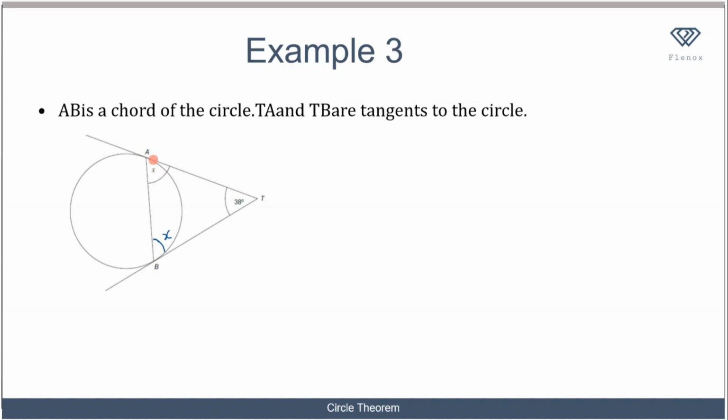So now we know that the sum of angles in a triangle is what? 180 degrees. So we can say 2x plus 38 is equal to 180 degrees. So we know that 2x will be equal to 180 minus 38, and we know that 2x will be equal to 142 degrees. So if I divide both sides by 2, I have the value of x being equal to 71 degrees. So the value of x is equal to 71 degrees.